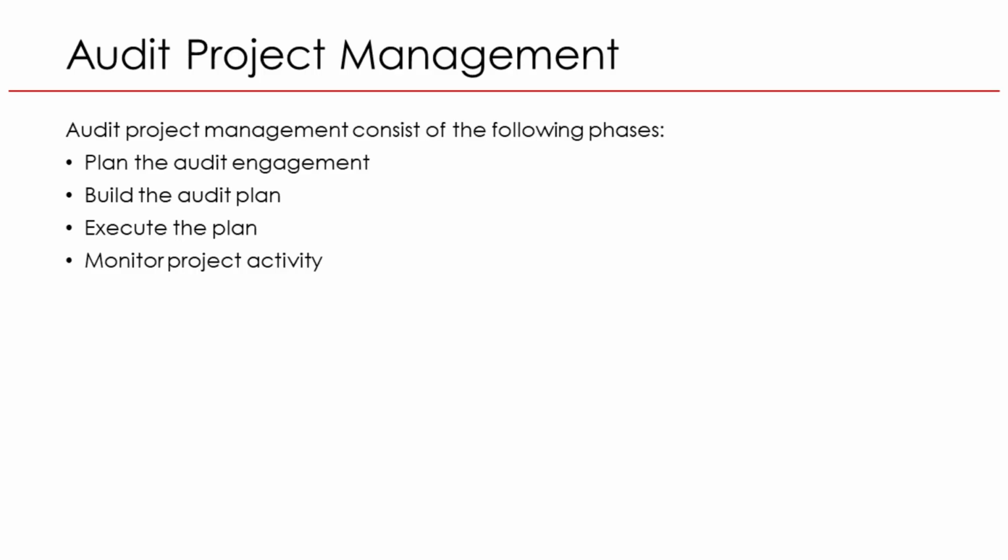Finally, we monitor project activity. The audit manager tracks progress, ensures deadlines are met, and manages any challenges. For instance, if system access is delayed, the manager adjusts the schedule or requests support. Good project management keeps the audit organized, on time, and ensures reliable results.